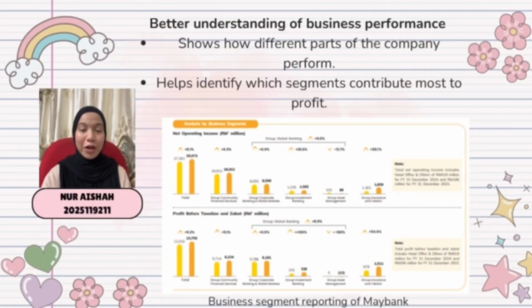For question number 4, we are required to identify two key benefits of segmental reporting. The first key benefit is that segmental reporting provides a better understanding of the business performance. It shows how each business segment contributes to the overall result of the company.